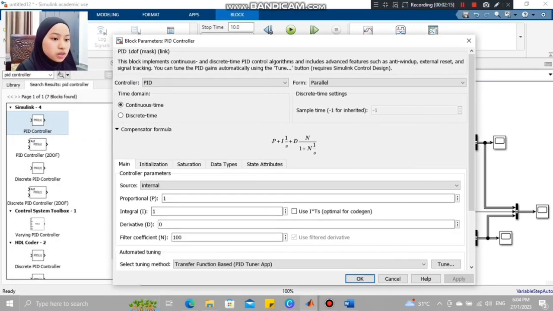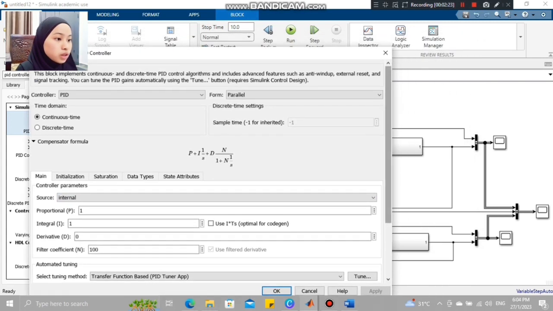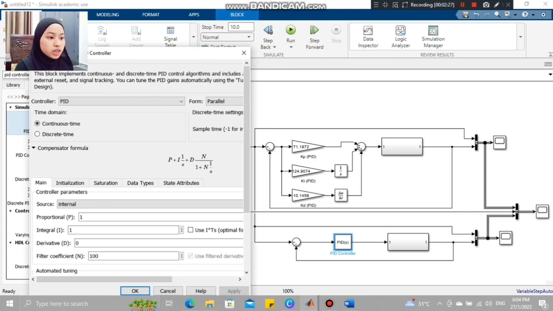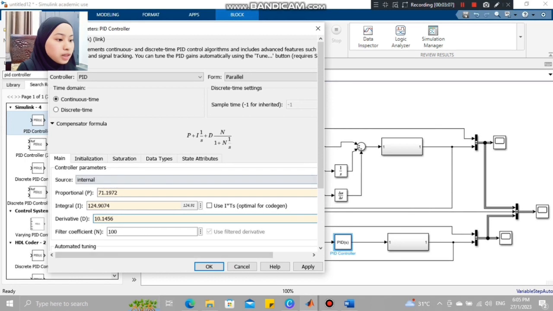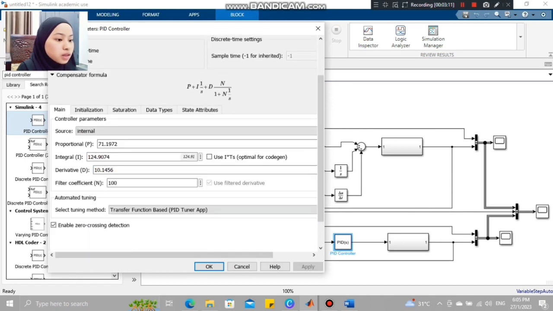For the internal proportional, integral, and derivative, we put this manual calculation into the proportional, integral, and derivative. So for the P, Kp is 71.1972. And then for the integral, we put the Ki PID 124.9074. And then for the derivative, we put the Kd PID 10.1456. And then we click apply and click tune.